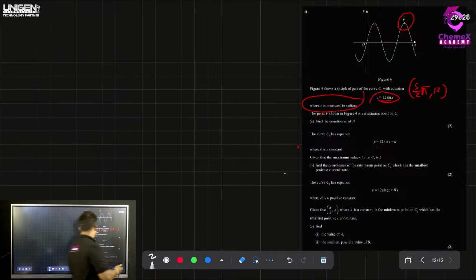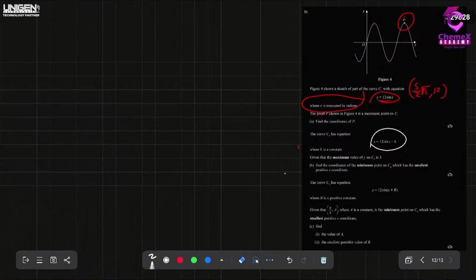Curve C2 has an equation y equals 12 sin x plus k, where k is a constant. Given that the maximum value of y on C2 is 3, find the coordinates of the minimum point of C2. They're asking you for the minimum point. For 12 sin x, the minimum point is going to be this place. So what was this coordinate? 270 comma minus 12. Okay, plus k. Now they are saying given that the maximum value of y is 3.